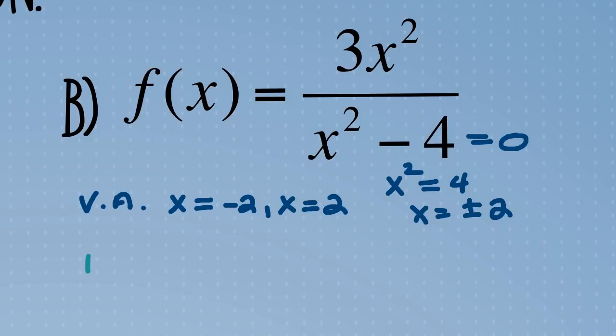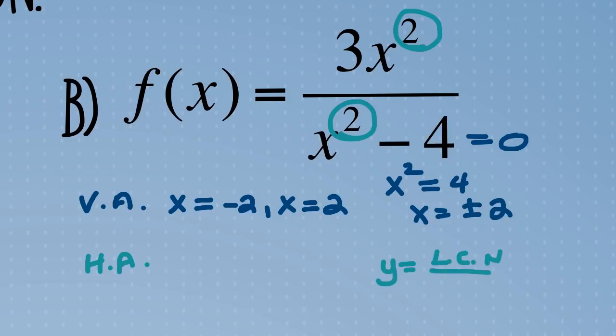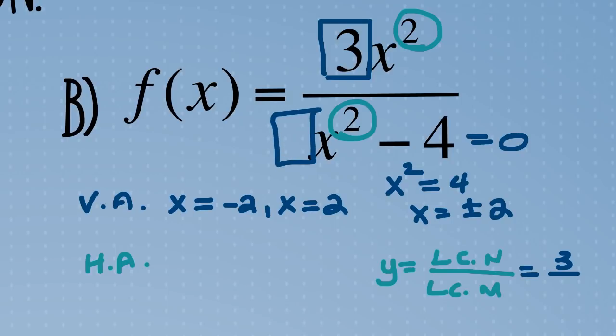And then my horizontal asymptote: the degree of the numerator is 2, the degree of the denominator is also 2. So this is where y equals the leading coefficient of the numerator over the leading coefficient of the denominator. The leading coefficient of the numerator is the number on the front of the highest exponent, which is 3. The leading coefficient in the denominator is the number on the front of the largest exponent, which in this case would be 1. So my horizontal asymptote is y equals 3 over 1, or y equals 3.